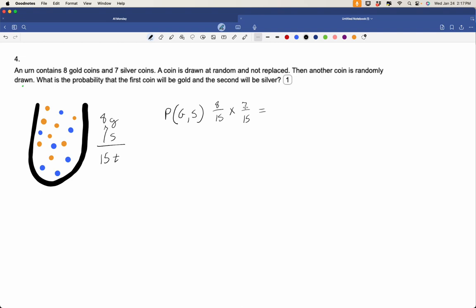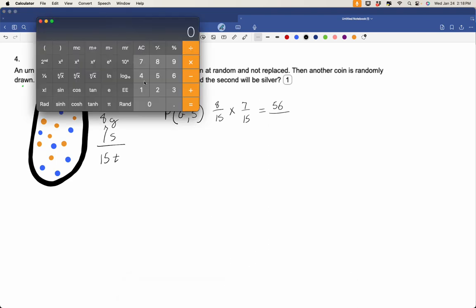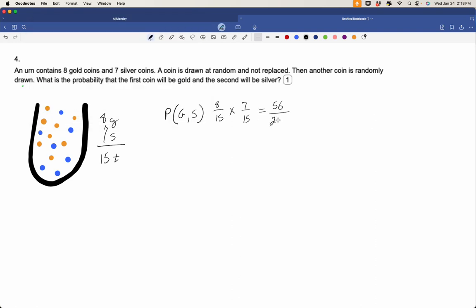So 8 times 7 is going to be, oh geez. I was never good at my 7s and 8s and memorizing them. I think it's 56. That sounds right. And then 15 times 15, I cannot do that in my head. I think it's 125. We'll find out. 225. See, I was off by 100. So 225. That's your answer. That is your answer. 56 over 225.